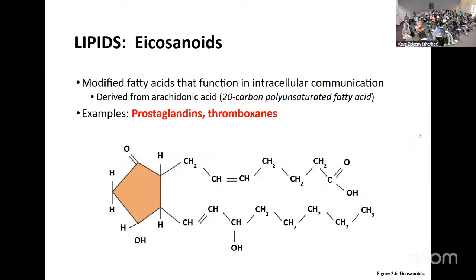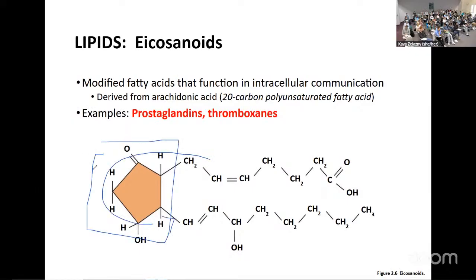Our next type of lipid, again characterized by being mostly made of carbon and hydrogen, big hydrocarbon chains, nonpolar, hydrophobic, are the eicosanoids. So these are a modified kind of fatty acid, and when I say modified, basically you notice that instead of being just one long chain, it's kind of turned on itself, right? So we're talking about this link here.